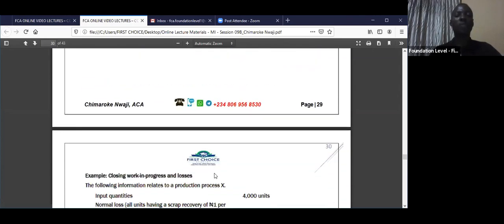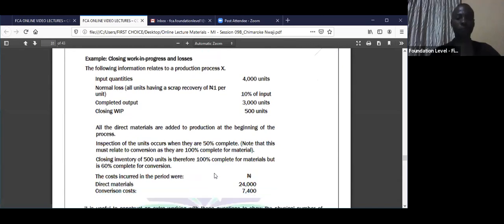Okay, let's see an example here. Closing work in progress and losses. Now look at this example. Closing work in progress and loss. We have input quantity of 4,000. Normal loss, which has a scrap value of 1 naira per unit. It means this is 10% of the input. What does that tell us? It is 400 units that would have been normally lost. And we have a recovery value of 1 naira, which is 400 naira. That's fine.